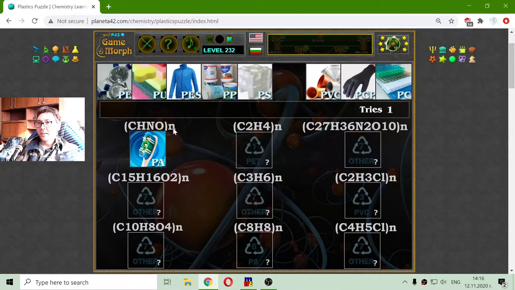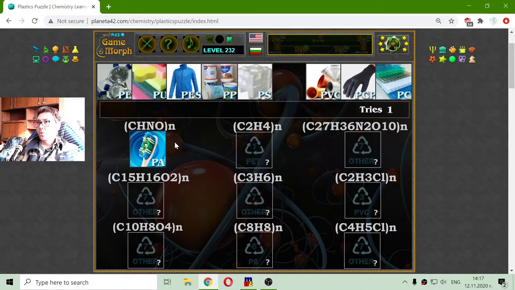And the N after the brackets means that this chemical compound is a sequence, or it is repeating itself to create the plastic.